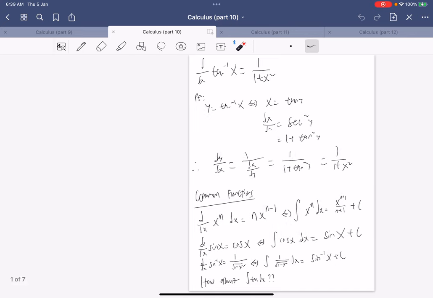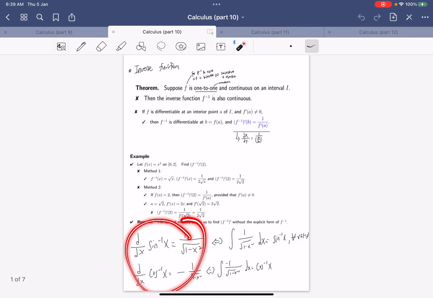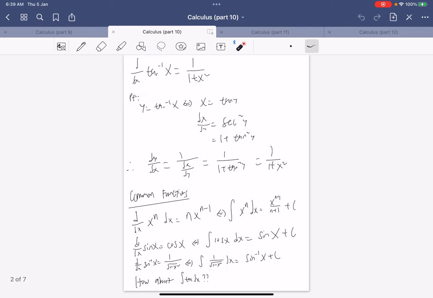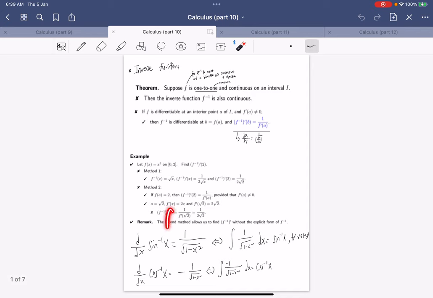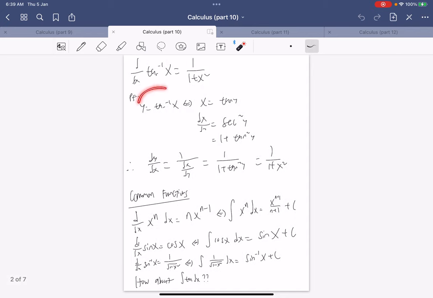So the proof of why this follows, I won't show because again it's in the textbook, but instead I'll show you why the derivative of tangent inverse x is 1 over 1 plus x squared. And basically it's actually the same application to how you prove this. So you just let y equals tangent inverse x. So x is just tangent y.